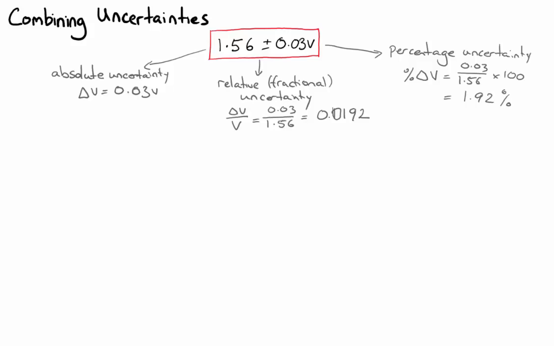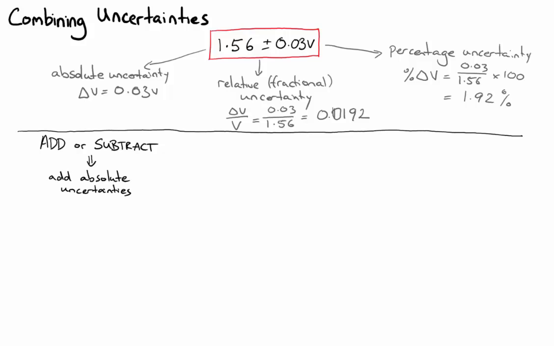Okay, rule number 1. If I need to add or subtract values, I always add the absolute uncertainties. So, for example, say I had the length of a field, 100 plus or minus 1 meter. A riveting example, I know. And the width of the field is 50.0 plus or minus 0.6 meters. And I want to calculate the perimeter of that field. So I know that my perimeter is twice the length plus twice the width.